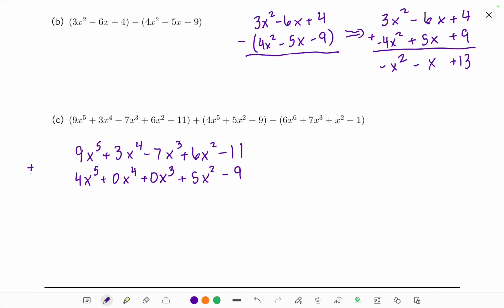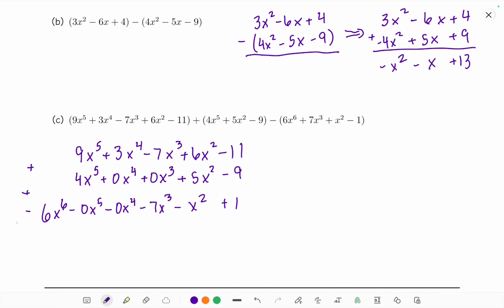let me change this. So minus 6x to the 6th plus 7x cubed plus x squared minus 1. So here, I would put a 0x to the 5th and 0x to the 4th. So now we have to distribute that negative first before we do anything. So negative 6, negative 0, negative 0, negative 7, negative x squared, plus 1.